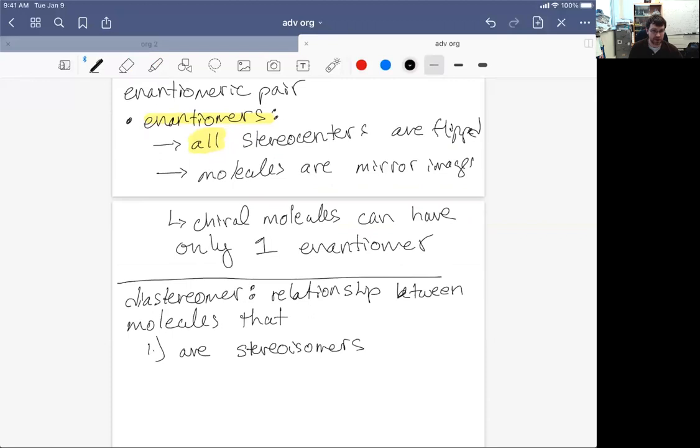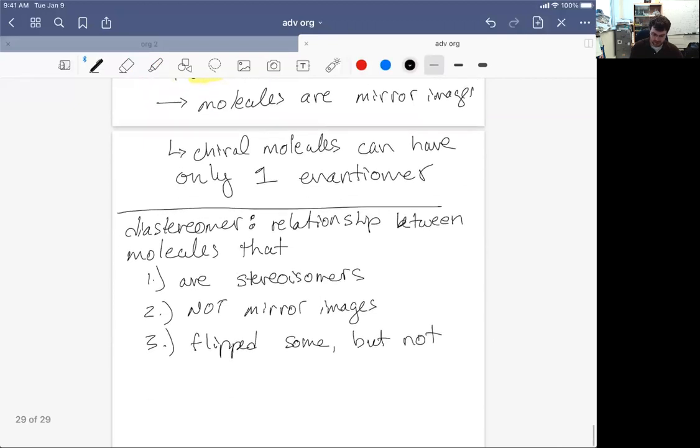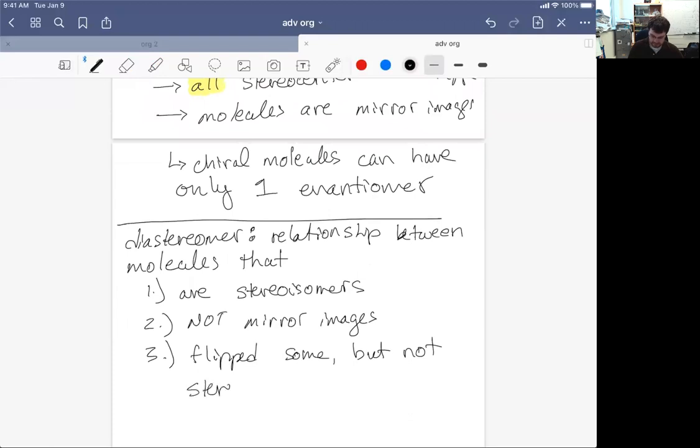constitution, composition, and so the same atom count, the same molecular formula, the same connectivity about all the atoms, but they're stereoisomers, so they differ in their three-dimensional arrangement. So it's another example of stereoisomers. Here, though, they are not mirror images. Okay? And what happens here is that we've flipped some, but not all, stereocenters. So this implies at least two.